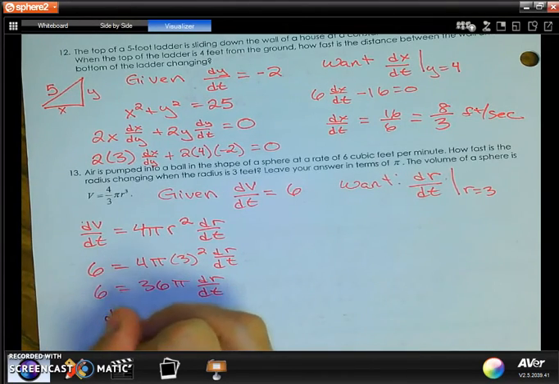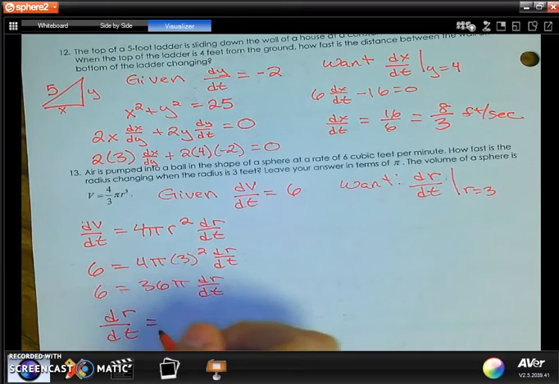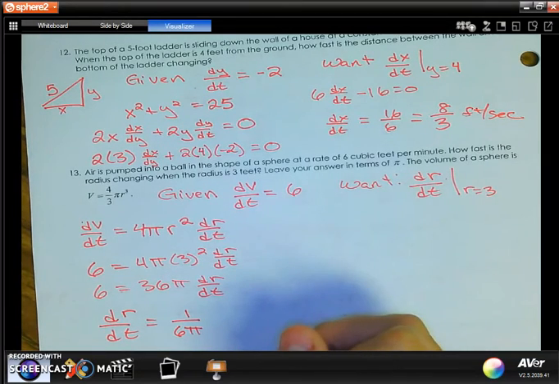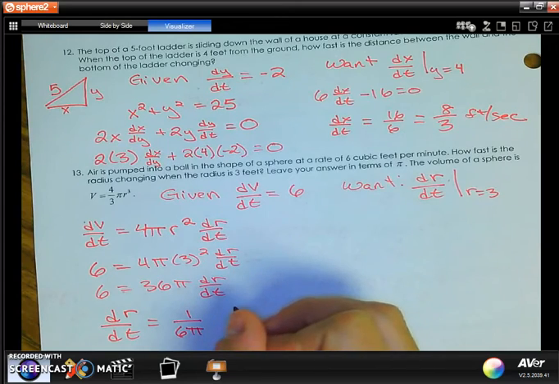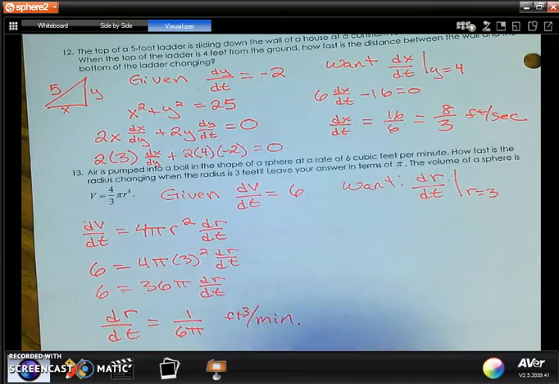So you'd end up with dr/dt is, let's see, that'll reduce to 1 over 6 pi. The radius is increasing, so it makes sense that this is a positive number, and that is going to be in what? Cubic feet per minute. So feet cubed per minute is my label there.